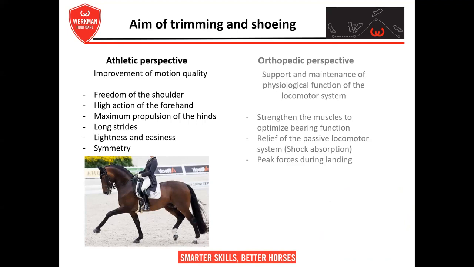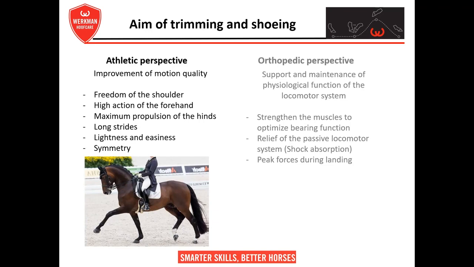Yeah, and the aim of trimming and shoeing is sometimes a little bit different between shoeing for sport horses and orthopedic issues. So if we focus on the athletic horses, we would like to have an improvement of the motion quality by our shoeing or trimming. And this is often described by the rider or by the trainer with freedom of the shoulder or high action of the forehand. They would like to see maximum propulsion of the hinds, long strides. It should look light and easy. And they, of course, prefer symmetry.